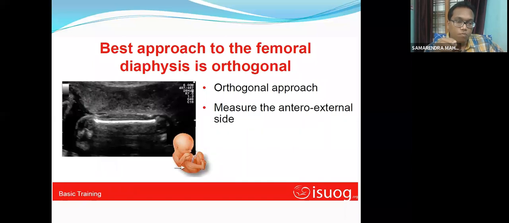So the probe is making almost a 90-degree angle to the ultrasound beam. So this is the best approach, which is called the orthogonal approach. And what we have to measure is the anterior and external side. It is the upper femur. We have to measure the external surface of the bone, on the anterior part.